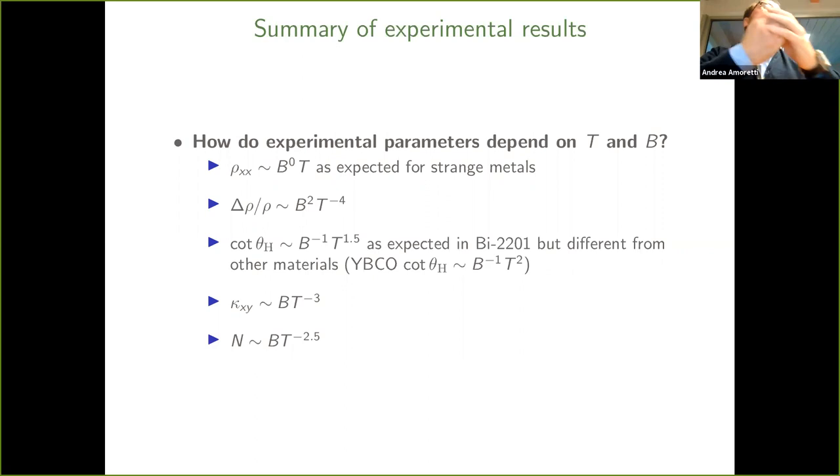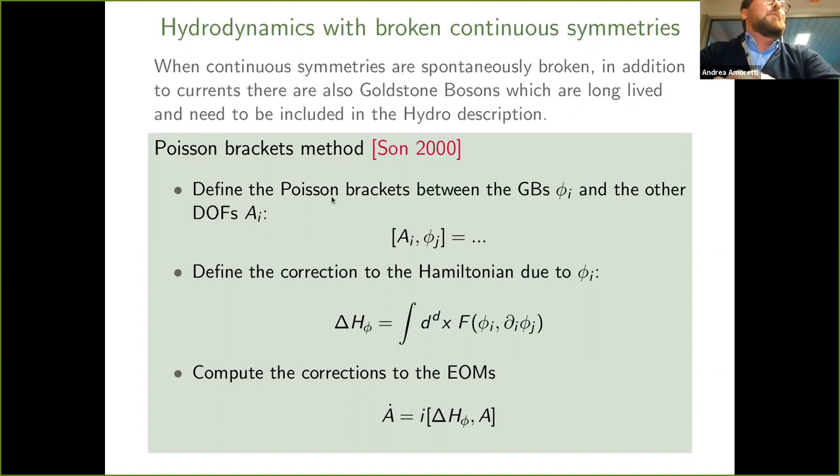So then what we did is said, okay, we have the data, we need to find a proper hydro description for this system with a charge order. And what we used to do that was the usual Poisson bracket method. Basically, when you have a fluid and you have some long-lived Goldstone boson in this fluid, what you do is you find the Poisson brackets of the new degrees of freedom, in this case the Goldstone boson related to translation breaking, with the fundamental degrees of freedom that you have already in the fluid. And then you provide your theory with a modified Hamiltonian due to the Goldstone boson, and you find the equations of motion for the quantities of your system using the usual Heisenberg equation.